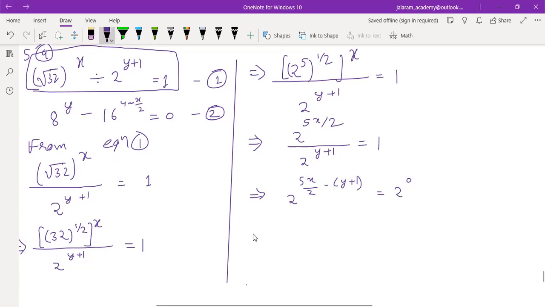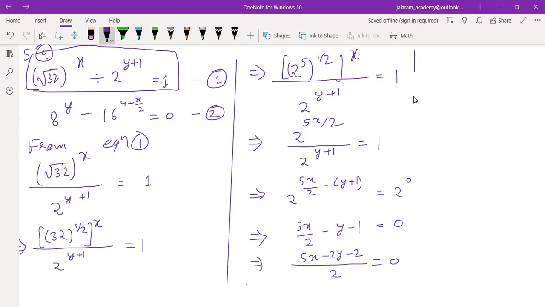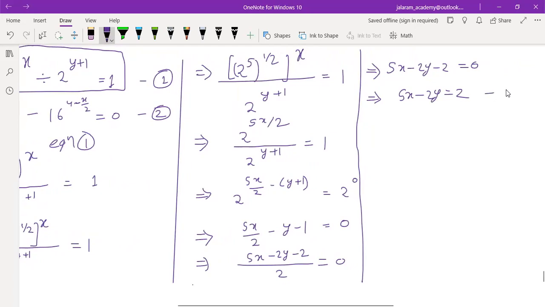So the next is comparing power both sides. So 5x by 2, open the bracket together, minus y, minus 1 equals to 0 on this side. And when we take the LCM of the denominator, it is 2. So 5x minus 2y minus 2 equals to 0. It implies 5x minus 2y equals to 2. Take it as equation number 3. Is that clear to everyone? If anyone has doubt, then raise your hand.